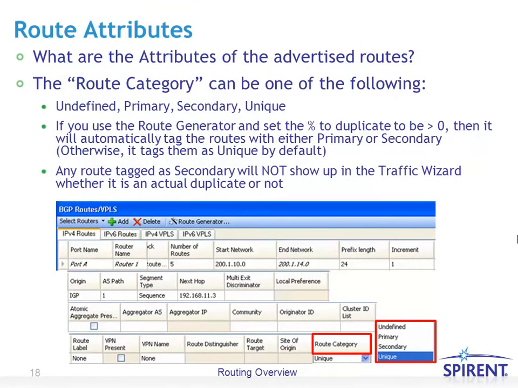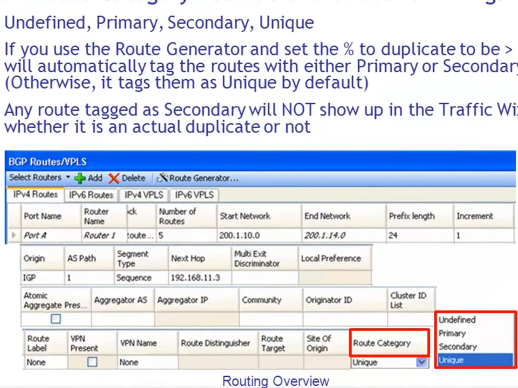Depending on the protocol, the routes that you advertise will have metrics or attributes. In this case, we're looking at a BGP routes window, and in there you'll notice all the different BGP attributes are exposed, where you can set up, for instance, the origin, AS path, aggregator. Depending on if you're emulating, let's say, route reflectors, you can set up originator IDs, cluster IDs. You could also set up a route category. So the route category can be either undefined, primary, secondary, or unique.